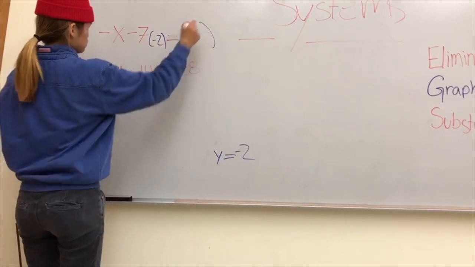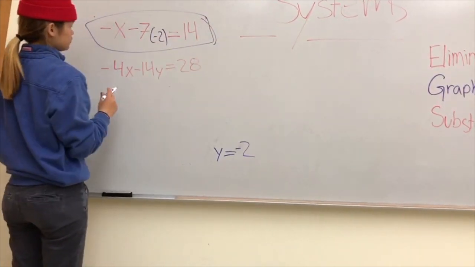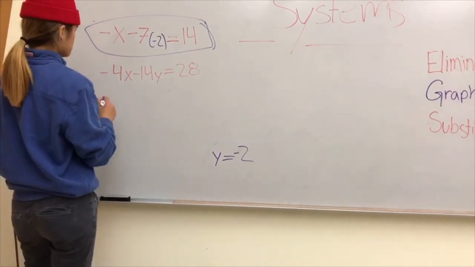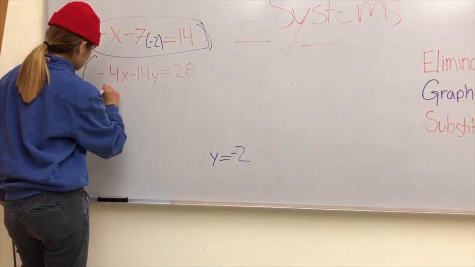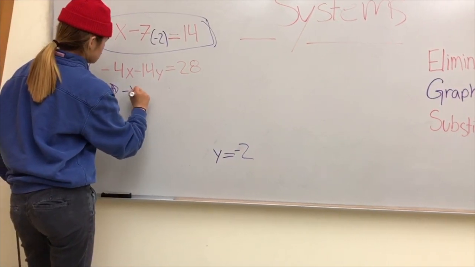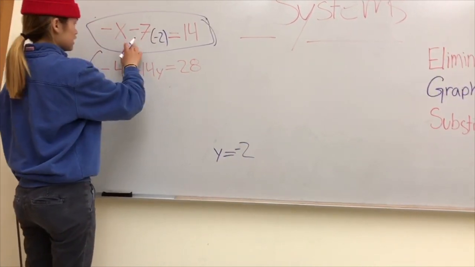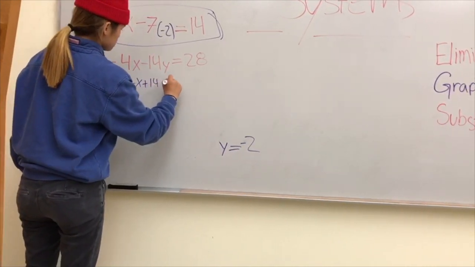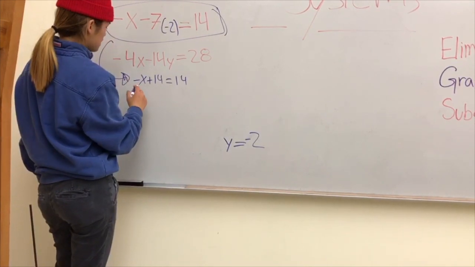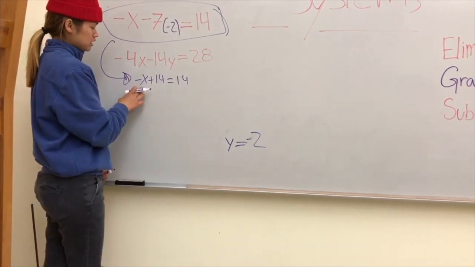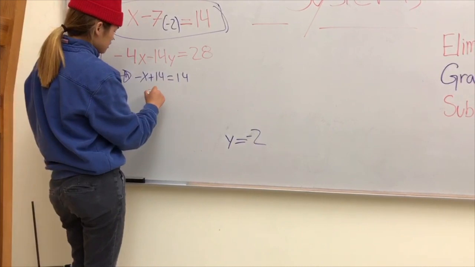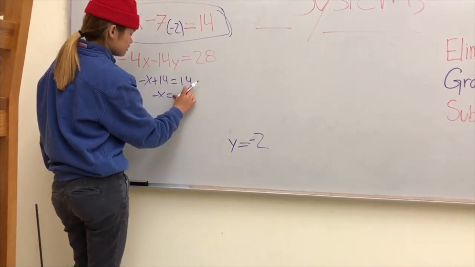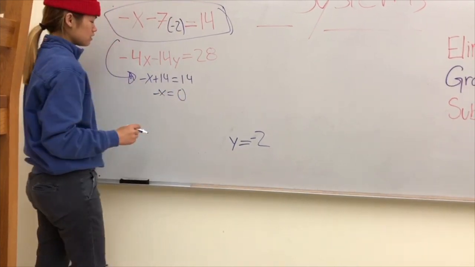So I'm choosing to do this problem first. You don't have to do both of them, but you can do both of them to make sure your answer is correct. So bring this down here: -x minus -7 times -2, which is positive 14, equals 14. And now I'm going to get the x value by itself, so I'm going to subtract 14 and get 0. Oh, not that, but just 0, sorry. Get 0.